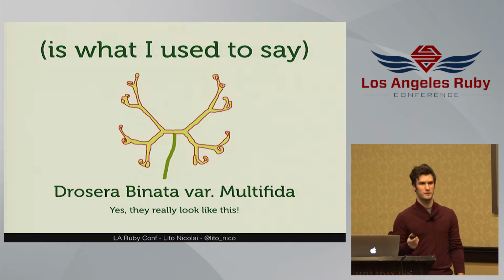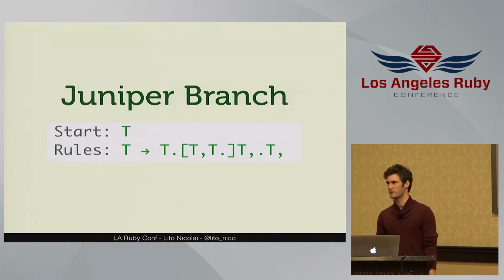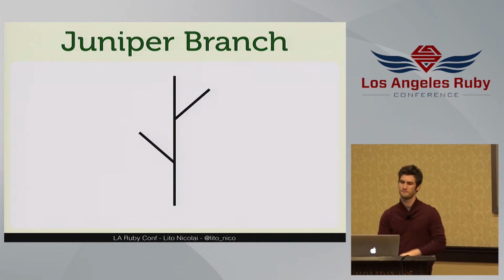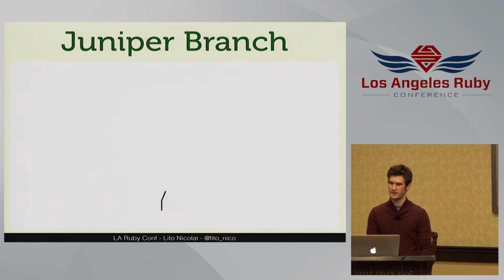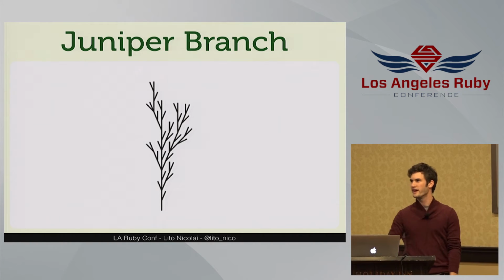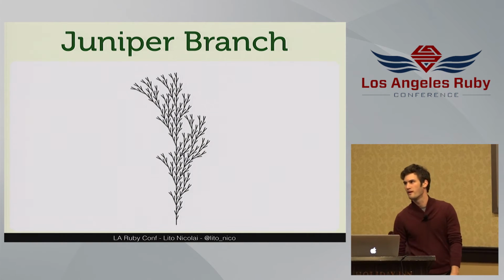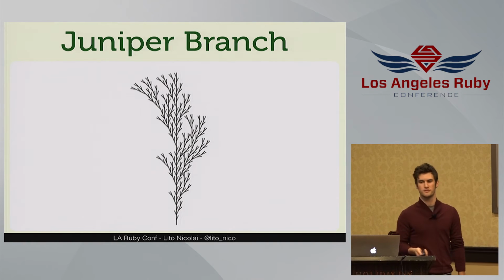So let's do an example of something that better matches reality. Here's a juniper branch. Hard to tell what it looks like just from the grammar. But what this says is you start with a twig, and each twig goes into this shape. And as you run that, here's the thing evaluating. You'll wind up with something like this. Now, this isn't a perfect match of what a juniper branch looks like, but it's pretty close.